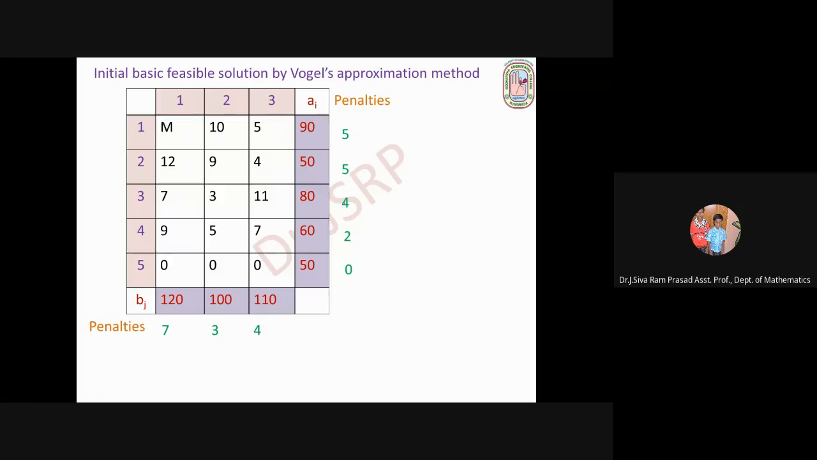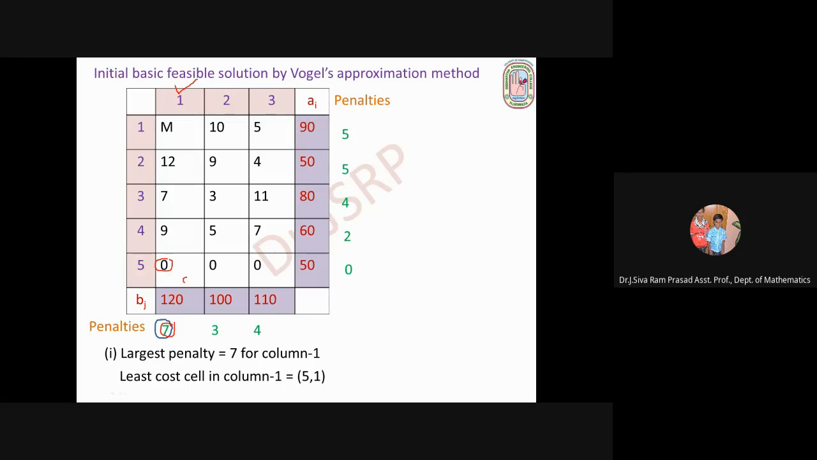Okay. So identify the largest penalty. What is the largest penalty? The largest penalty is 7 for column 1. So in column 1, the least cost is 0, so the least cost cell is the 5 1 cell.